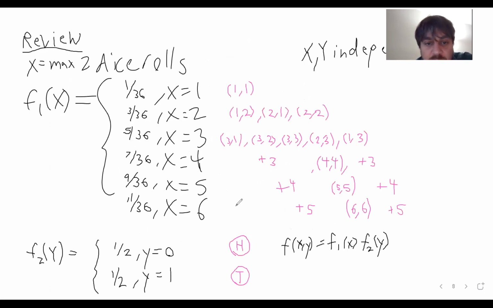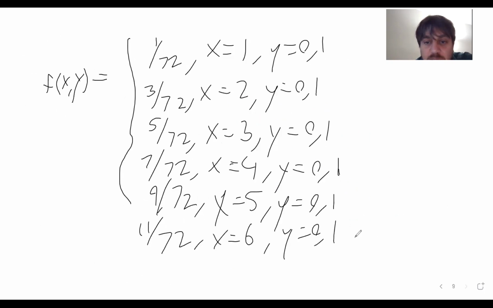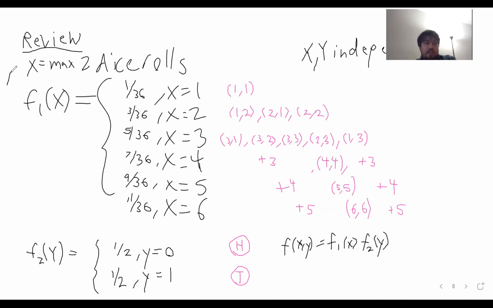Let me just check here. You have 11/72. Yep, that's it. You just multiply the two, and then that's the PDF for number 1. So this is the answer to number 1. And so this is number 1 on the review sheet.